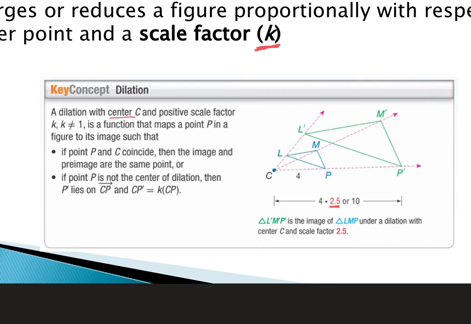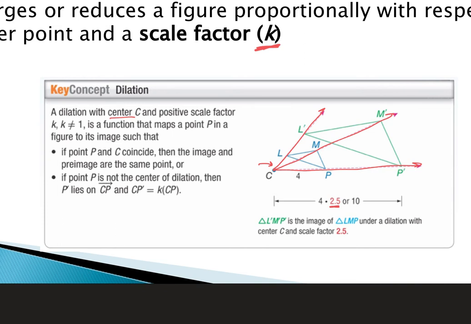Okay? Now, C is my point, my center. That's where I'm dilating from. And my pre-image is LMP. Now, imagine this image as though C was like a flashlight, and you're shining a flashlight on the pre-image. The further away from the flashlight you go, the larger the rays get, as you can see with these red dotted lines. They get spread out further and further the further they get from the center point. Okay? The closer you get to the center point, the closer those rays are going to be. The further away, the more spread out they are.